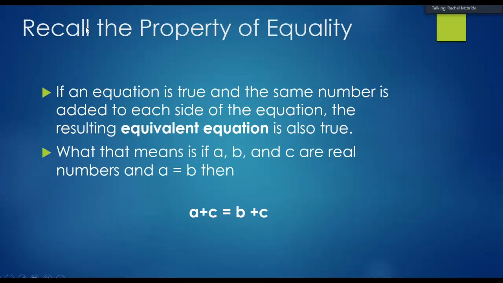If you think back, we talked about the property of equality. The property of equality says that if an equation is true and the same number is added to each side of the equation, the resulting equivalent equation is also true. Well, what that means is that if A, B, and C are real numbers, and A equals B, then A plus C equals B plus C.